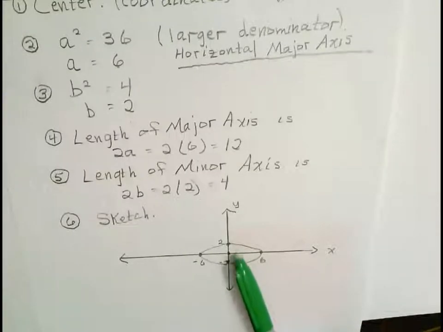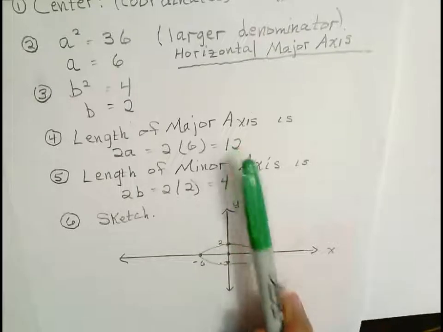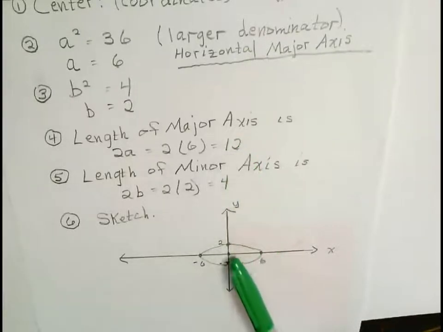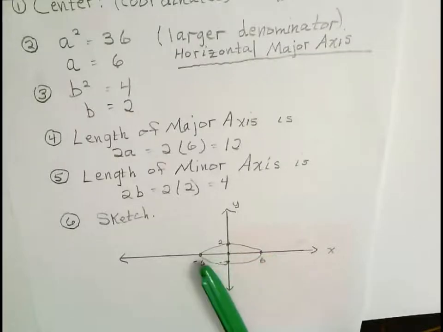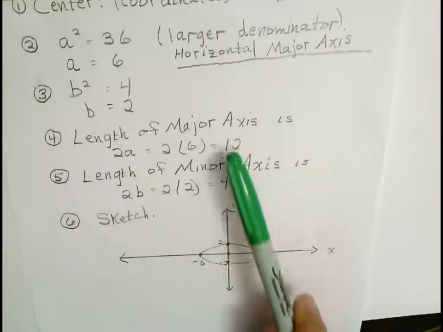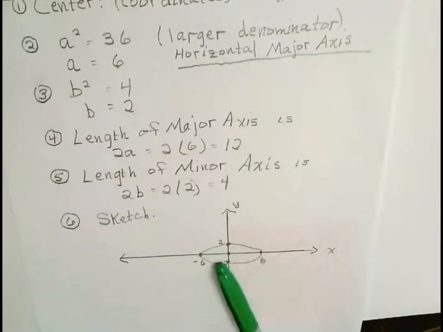Always move from the center, so the center is the origin. Since it's a horizontal axis, half of 12 is 6. So you go from 0 to 6 to the right, from 0 to 6 to the left, and that's 6 plus 6, which is 12. So the length of the entire major axis is 12 units.